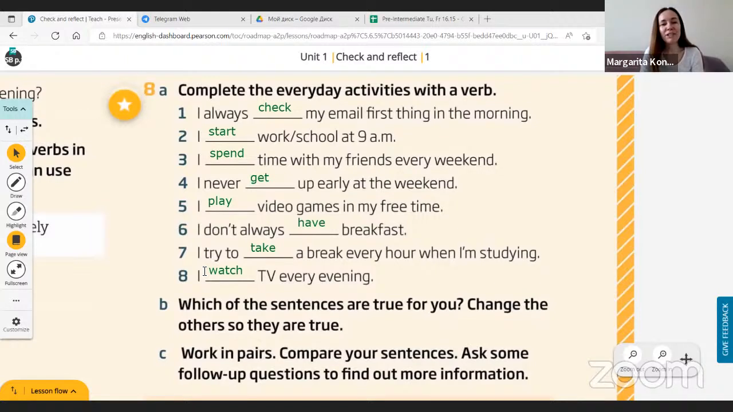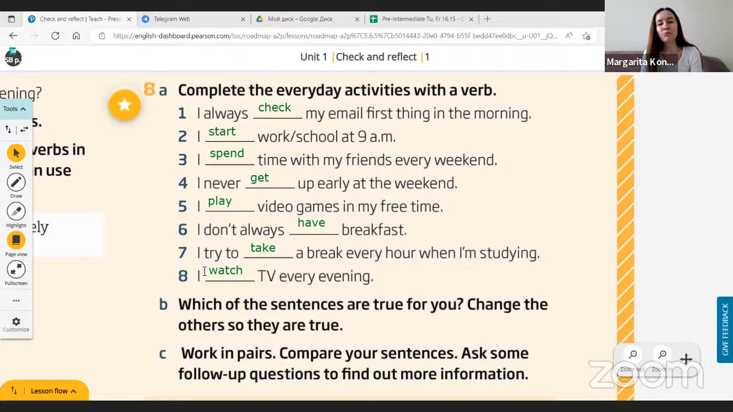All right, I play video games in my free time. No, it's not true. I never play video games in my free time. I go for a walk or I read books. I watch some interesting videos, but I don't play video games. And you? Not true for me. I never play video games in my free time. I prefer to read books and go to the sea. Yeah, that's true for me also.